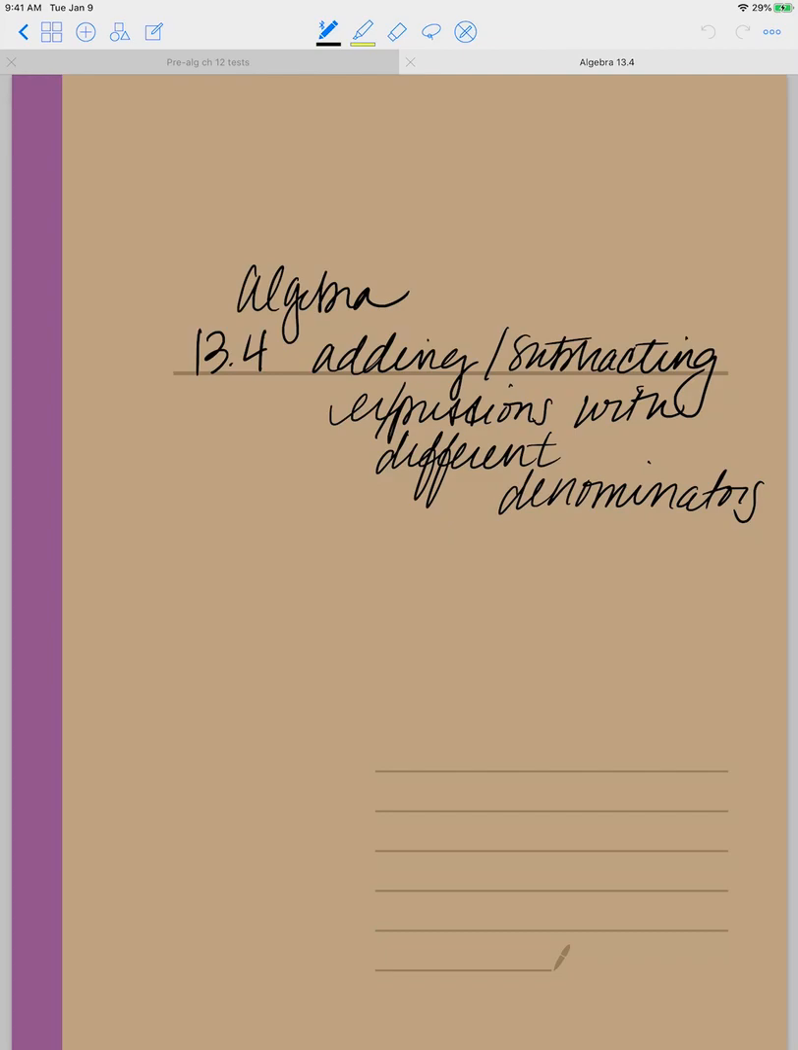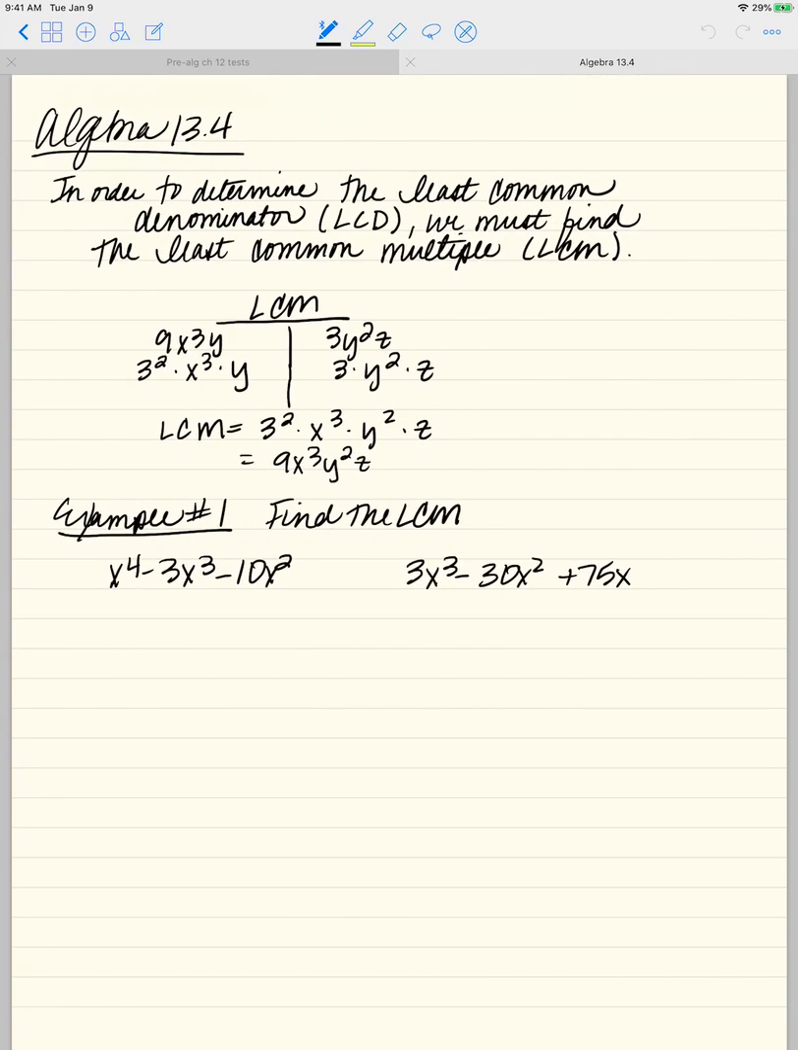All right, Algebra 13.4, adding and subtracting expressions with different denominators. Last lesson, we had common denominators, a lot simpler than what we're going to be tackling today. So just a review on common denominators. In order to determine the least common denominator, we have to find the least common multiple. How do we find the least common multiple? We break down to prime factorization. Sometimes you might have to do factor trees, but we break down to prime factorization.